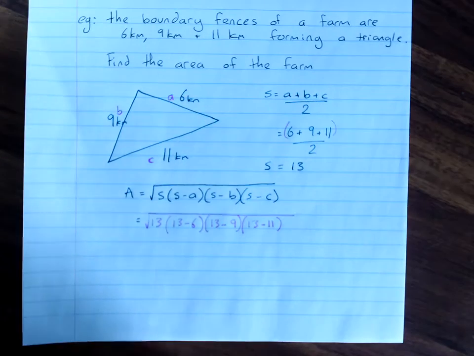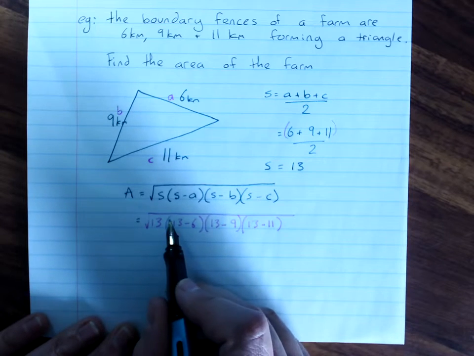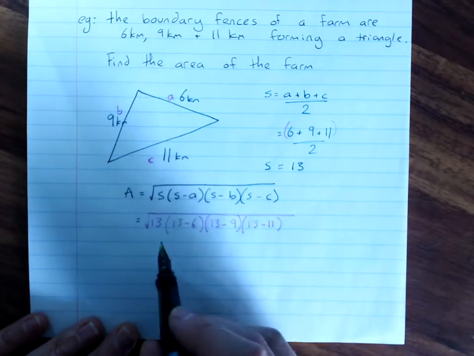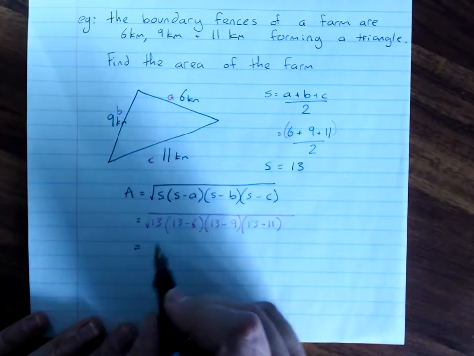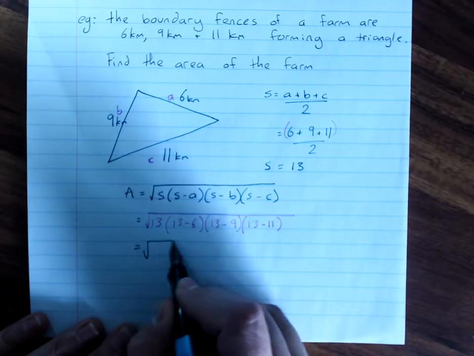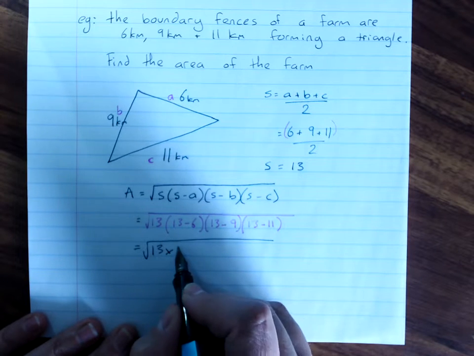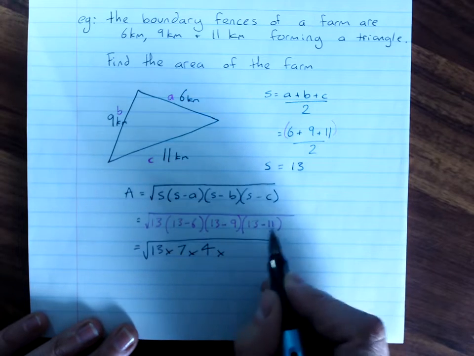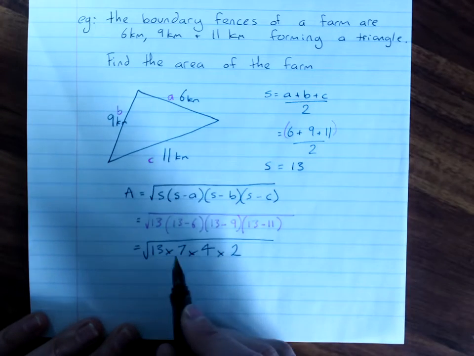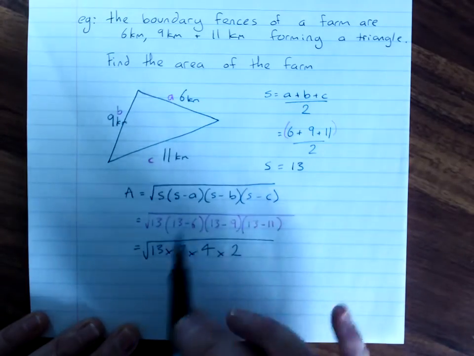The reason all this is a bit unnecessary is 13 minus 6 and 13 minus 9. It's usually pretty easy to do these subtractions, and so what we'd get is 13 times, well, 13 minus 6 is 7, 13 minus 9 is 4, 13 minus 11 is 2. So it's that times that times that times that. It's probably easier than writing all this in, but it is up to you.